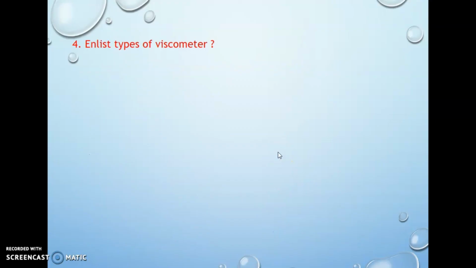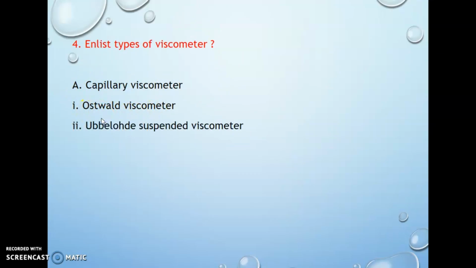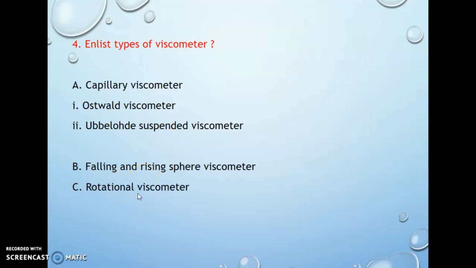Fourth question, enlist types of viscometer. So there are three main types of viscometer. First type is capillary viscometer. The examples of capillary viscometer are Ostwald viscometer and Ubbelohde suspended level viscometer. Second type is falling and rising sphere viscometer. Third type is rotational viscometer. The examples of rotational viscometer are cup and bob viscometer and cone and plate viscometer.